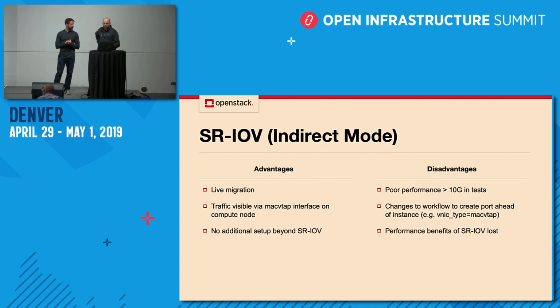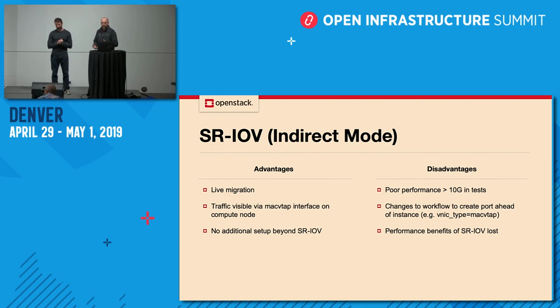The big advantage of SR-IOV indirect mode over direct mode would be that you do get live migration. You do get the visibility on the underlying OS. And there's no additional setup beyond the initial SR-IOV configuration, other than your workflow does change here as well. Instead of specifying direct on the port create, now you're specifying macvtap. The SR-IOV NIC agent handles all of the plumbing for you.